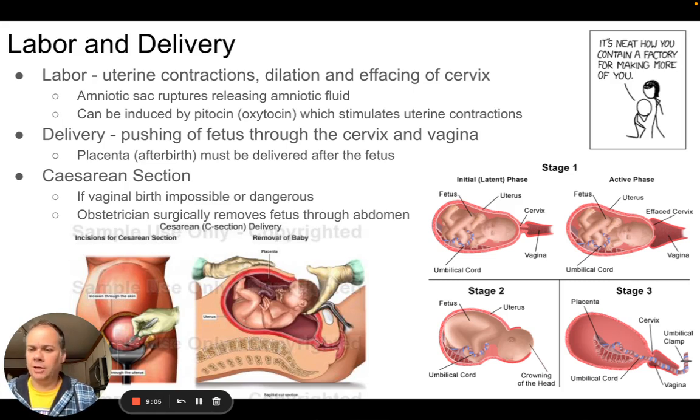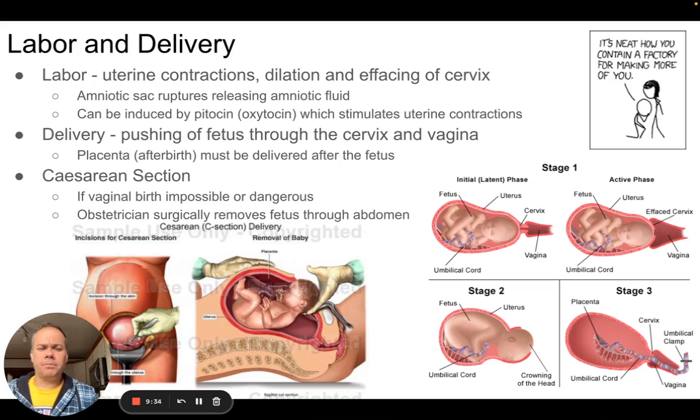Eventually, after the fetus comes out and the fetus has been born, the placenta, as you can see here, breaks away from the inside of the uterus, and the placenta comes out through the cervix, through the vagina as well. Typically, the nurse will clamp the umbilical cord, someone will cut the umbilical cord, and then the placenta is delivered after the fetus.